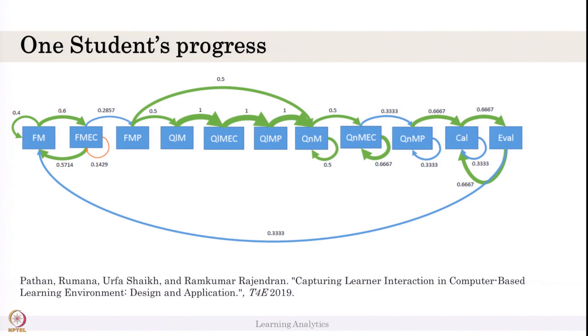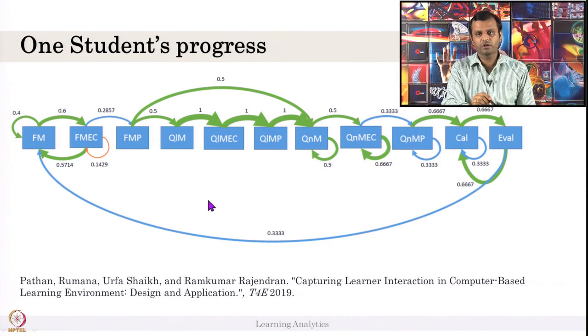And that indicates how the student would have progressed in the learning environment. Then the student would have spent less time on evaluation, or he might have moved back to functional model, or he might have come back to evaluation with less probability. So, this graph indicates the student's interaction behavior in the learning environment given to them.